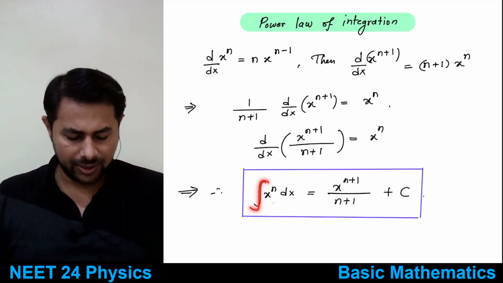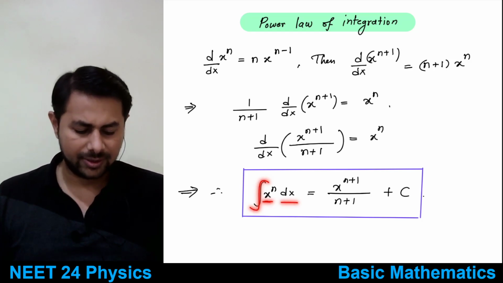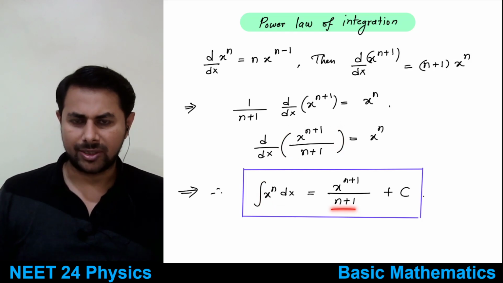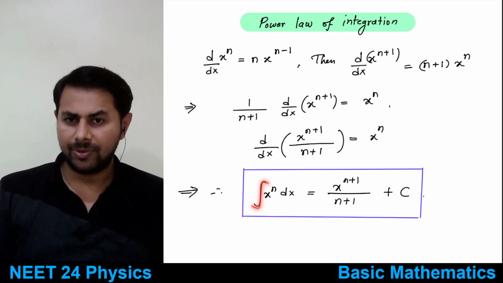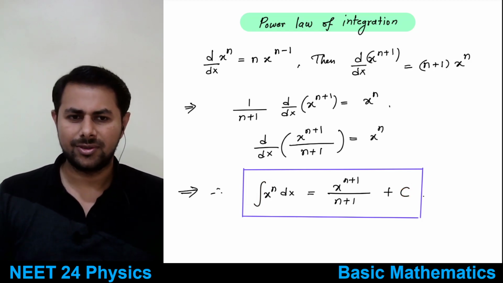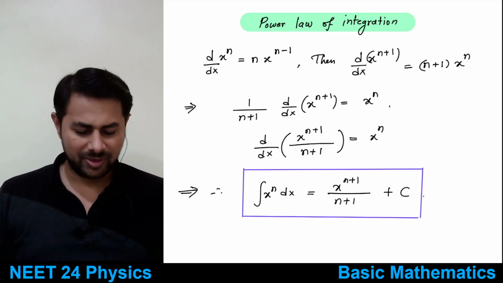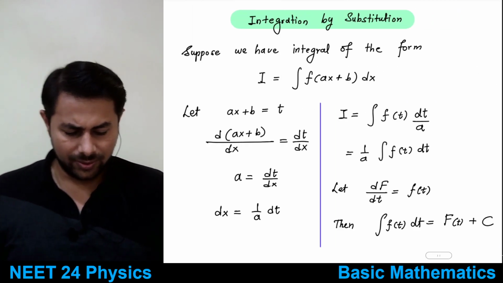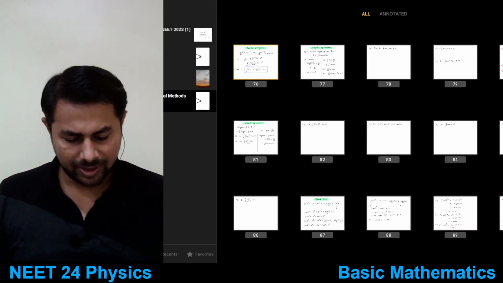So integration of x raised to n dx will give me x raised to n plus 1 divided by n plus 1. And if this is an indefinite integral, then a constant will come. Is this thing clear, everyone? So we sort of derived this formula: integration of x raised to n dx is equal to x raised to n plus 1 divided by n plus 1. We can take 2 examples based on this.